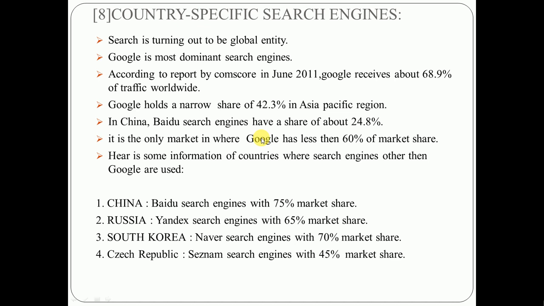So here we will see how the search engines are provided in different countries. So search is turning out to be a global entity. Search can be used anywhere and all over the world. Google is the most dominant search engine.